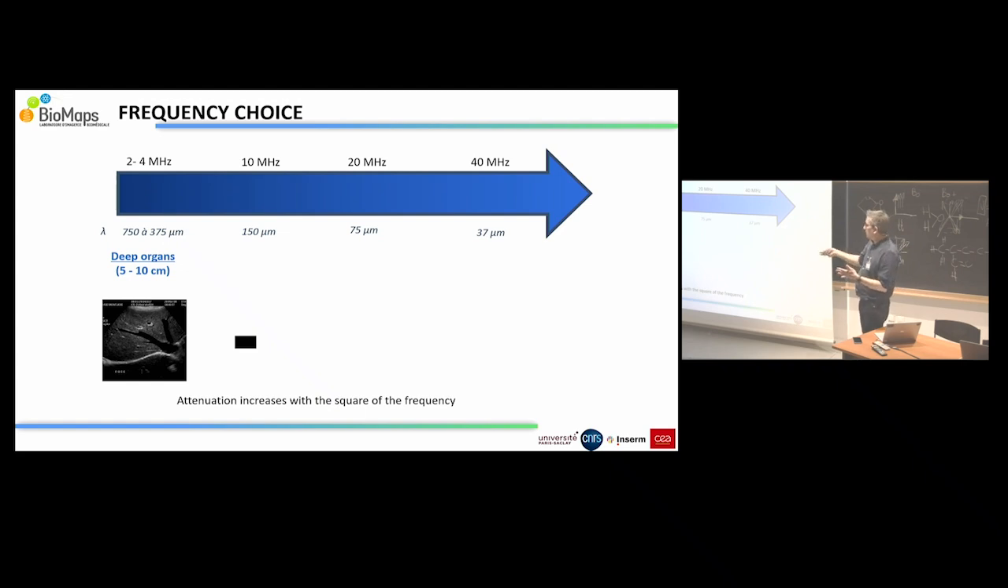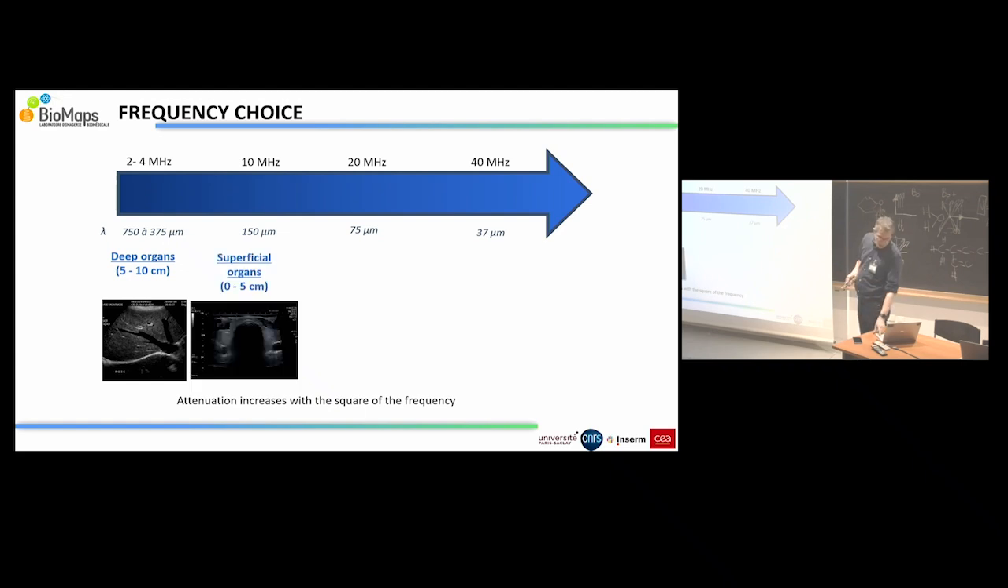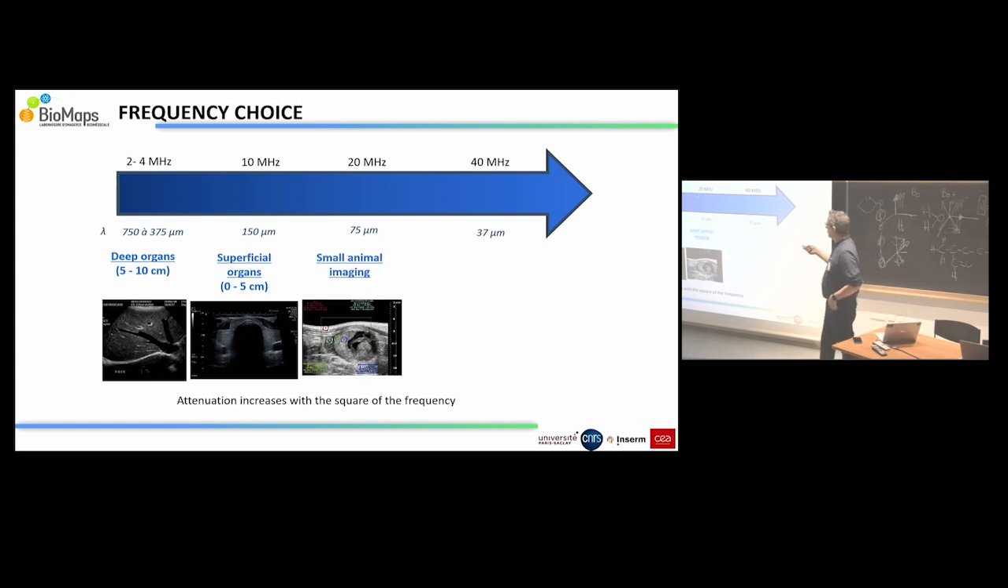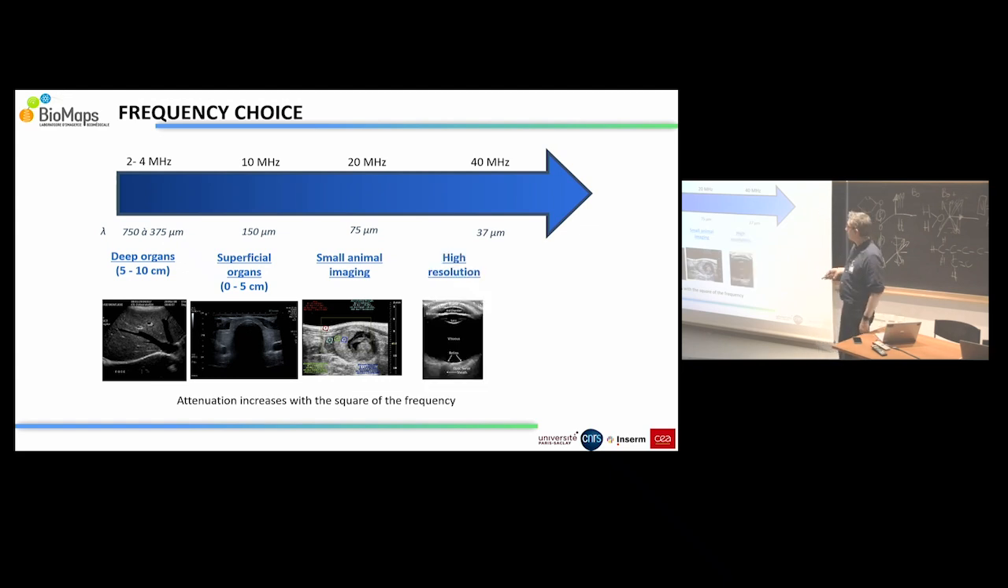So if I want to investigate the liver, I will use low frequency. If I want something more superficial, I will use around 10 megahertz, like for the thyroid here. If I want to go higher, I will have a higher resolution, but the depth will be smaller, so I will investigate only small animals. And at last, if I go higher and higher, I have very high resolution, but the depth will be very thin, so here it's an eye, and I can just look at the cornea or the iris.